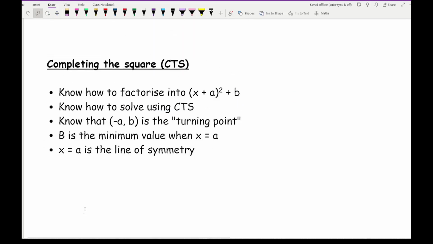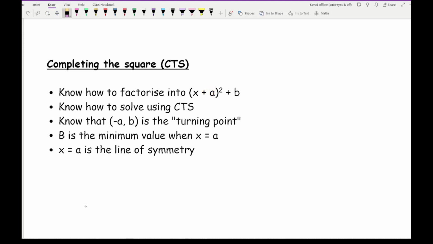Moving on to completing the square. So again, the key things you need to remember here is know how to factorize a quadratic expression into the form of (x + a)² + b, where a and b could be negative numbers in there as well. You also need to know how to solve using completing the square. Also know that (−a, b) is the turning point, which again is another topic that's mentioned in this list. b is the minimum value that the expression can take when x equals −a, and a is whatever number is inside the bracket. Again, remember that it could be a plus or a minus, so even though it's a plus on the screen, it could also be a minus as well.